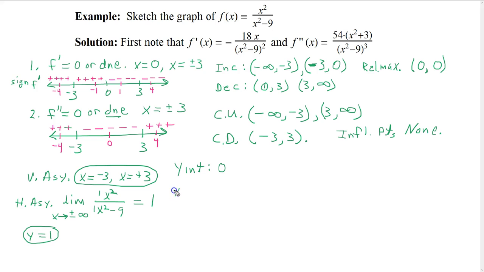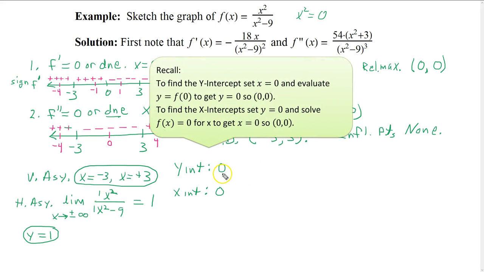And any x-intercepts, well, that we would obtain by setting the numerator equal to 0. So we would set x squared equal to 0. Well, of course, we get back 0 there. So those are the values where we're crossing the x-axis. So it just so happens that our x and y-intercepts are the same.